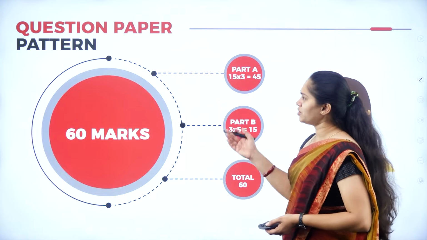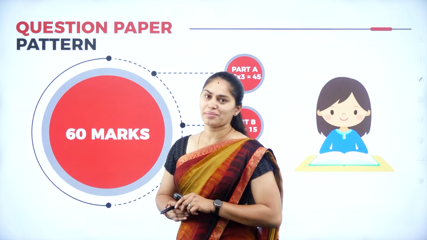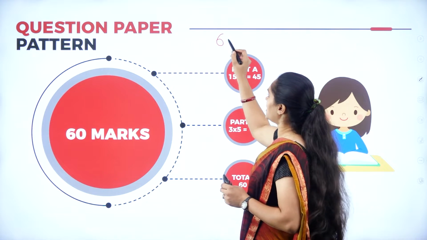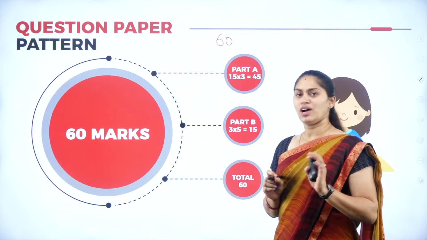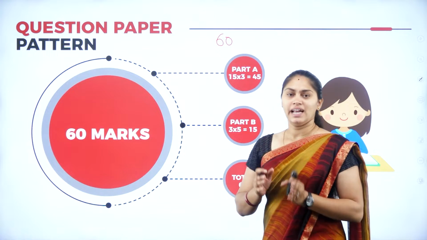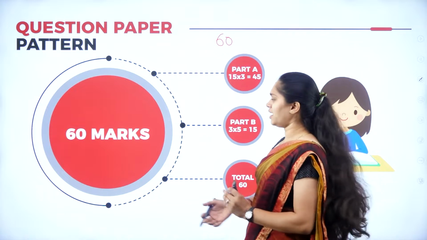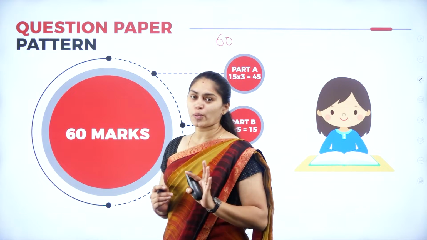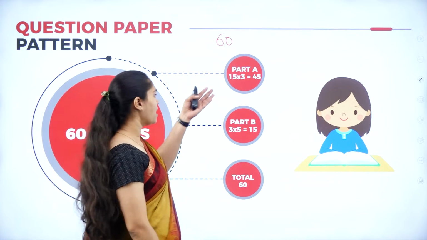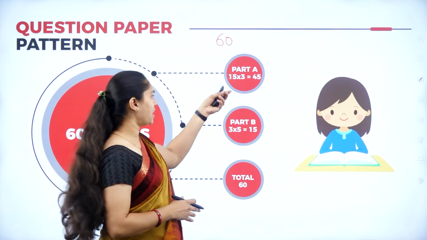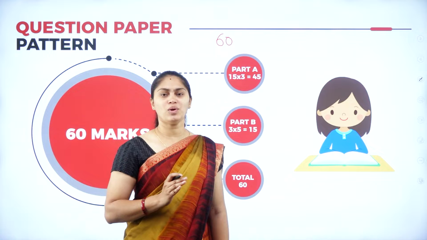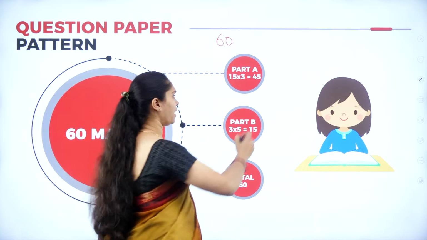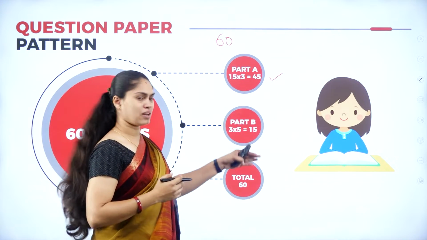Fine. And then what about the question paper pattern? How will your examination be? As you all know, this is for 60 marks. So this theory paper is for 60 marks, and you are going to get 40 marks in your FA or formative assessment internals. Then how will the 60 marks be distributed? Totally you are going to have only 4 questions in your question paper, in Part A and Part B. In Part A, there will be 3 questions. You need to answer all 3 questions. Each question carries 15 marks. So 15 into 3 will be 45.